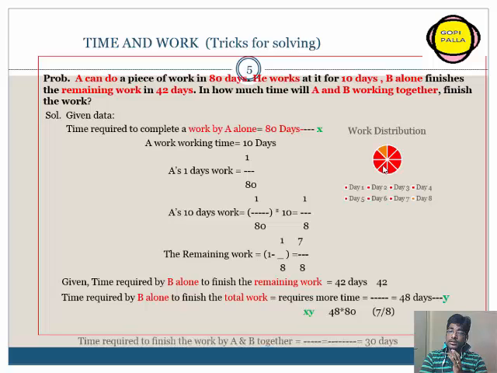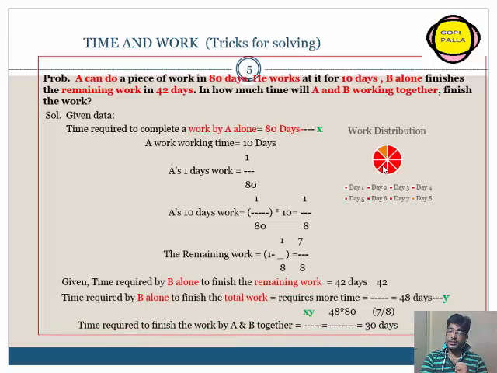As we know from my previous presentations, the time required to complete a job by A alone is 80 days; assume it as X. We have calculated the total time required by B alone, Y, as 48 days. As per the formula xy by x plus y, we substitute x equals 48 and y equals 80, and we find 30 days. This is the answer for this question.